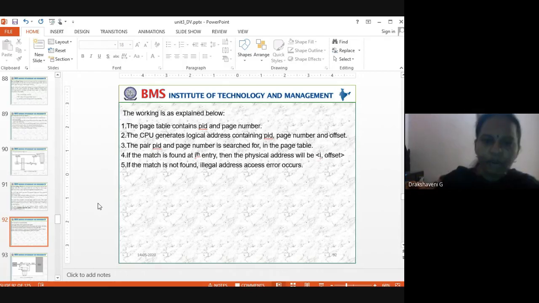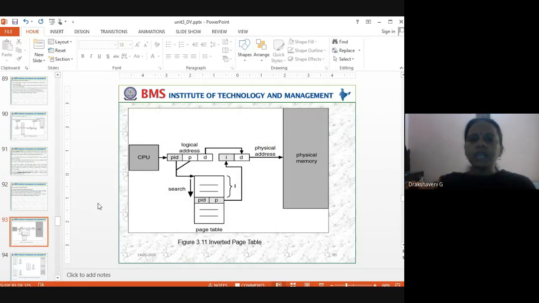The match is not found, an illegal address access error occurs. That's what you can see here. So what are the two things we keep searching? One is the PID and the other is the page number. We search for both. So I search for Chaitra and the address where she is staying. I search for both and see whether she is the same Chaitra or a different Chaitra. In the same way here, the CPU and physical memory will also be searched for address, ID and page number.